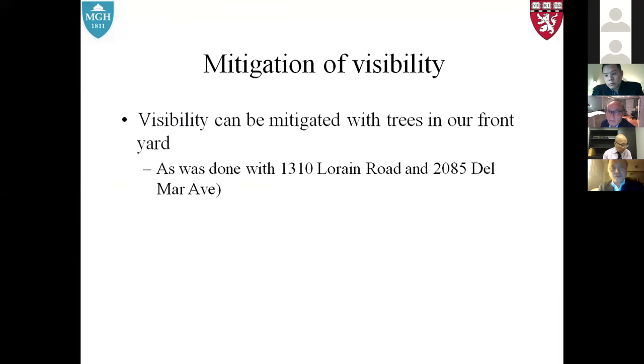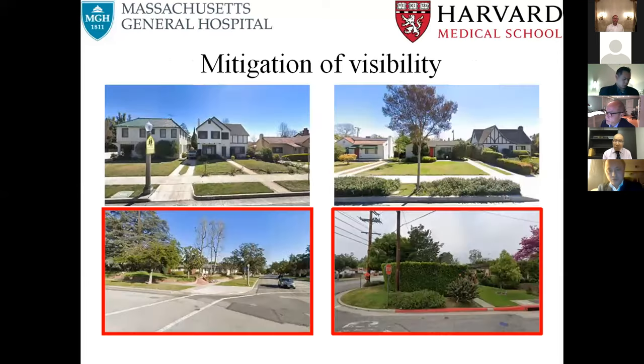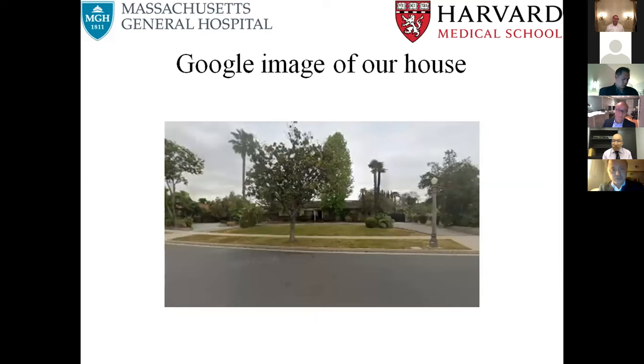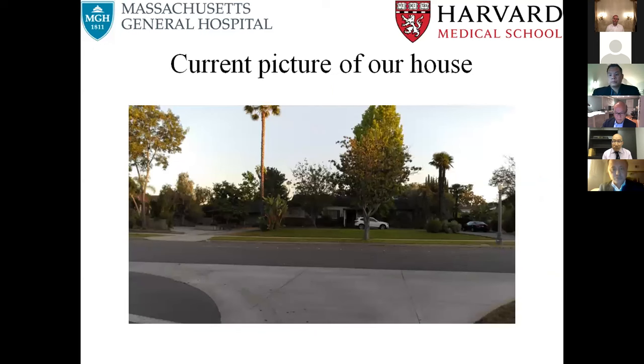But furthermore, we recognize some of the concerns and suggest that there might be ways to mitigate the visibility issues with trees in the front, which is what was done with 1310 Lorraine and 2085 Del Mar Avenue. As you can see from these Google pictures, they have trees and their property is barely noticeable. I believe, I don't know for sure, but I wonder if that was the basis for the approval about 10 years ago. Again, this is a Google image of our house. It's very similar to those two corner properties. This is a recent picture, just to show that the Google image is not outdated. It is a fairly recent photo.